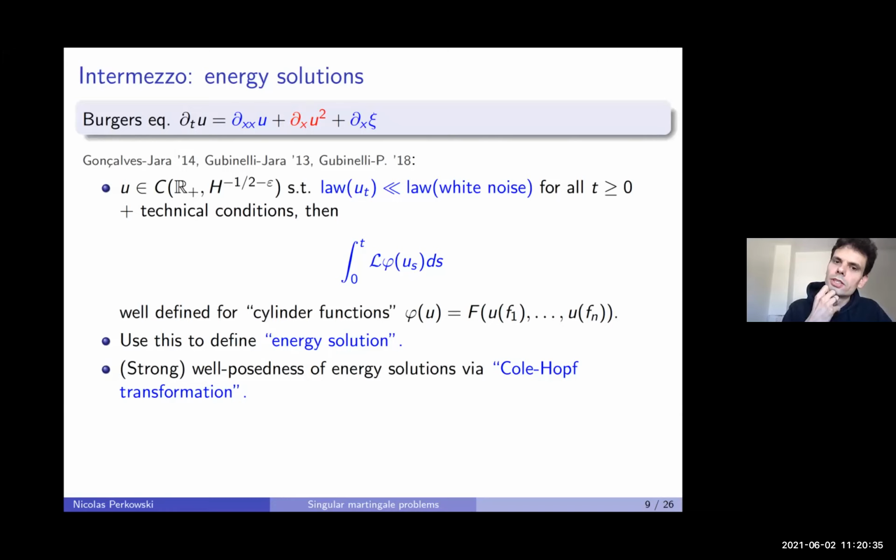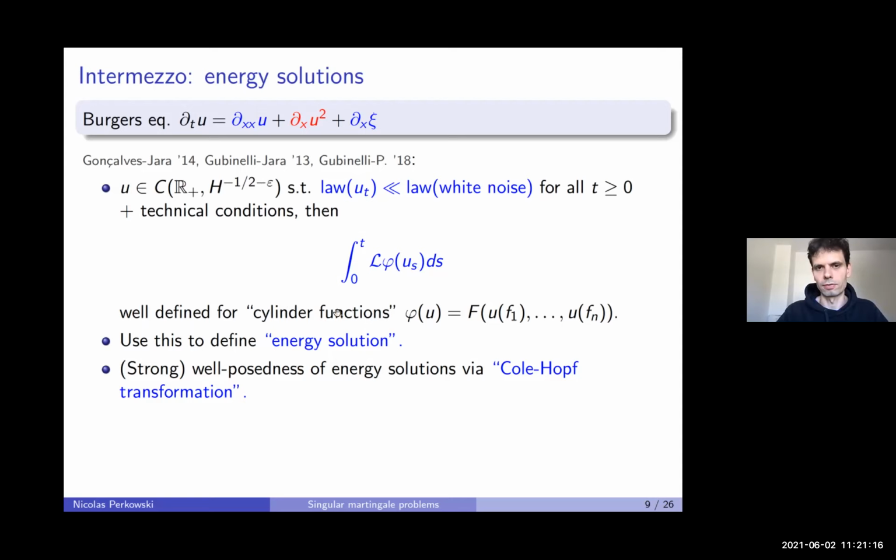Basically, okay, so the first thing is we're going to assume that the law of the solution is absolutely continuous with respect to the formal invariant measure for all times. Then there are some additional technical conditions. And using these technical conditions, and this was observed in these works, we can make sense of the generator if we're not too greedy. So if we say, well, let's not try to make sense of L phi of u, but let's just try to make sense of this time integral. And it turns out that this works with these technical conditions.